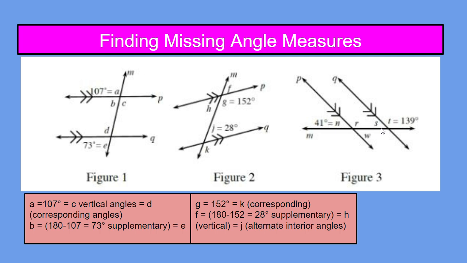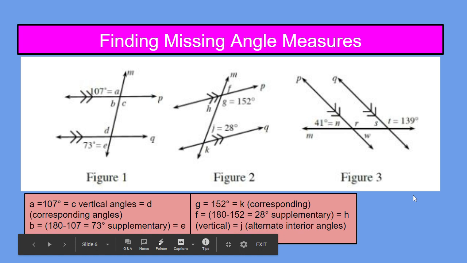But there's another relationship between the angles here. 41, we can say this N is corresponding to S, and T is corresponding to R. So there's lots of different ways we can look at finding these missing angle measures.